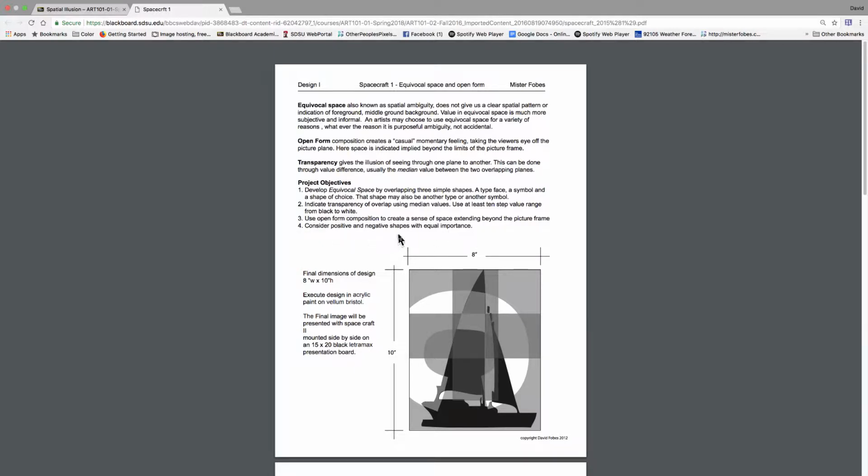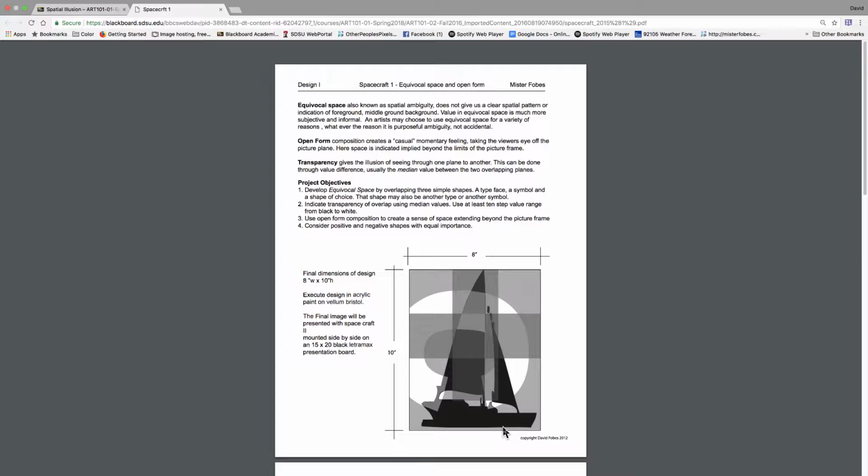Consider positive and negative shapes with equal importance. So if you look at my negative shape here that's created by this positive shape, that's just as important. And look at the balance of the positive and the negative. That's been very carefully considered in this composition. It's going to be an 8 by 10, and it can be executed in acrylic on vellum Bristol board.